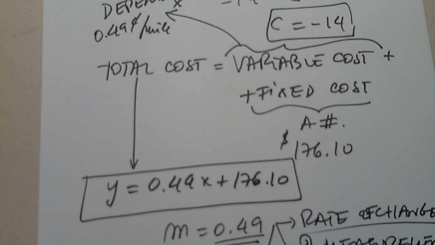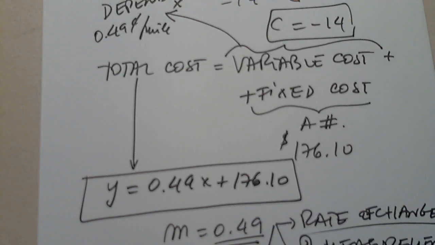Okay? Part B. Okay. No, we're still in part A. Find the values of M and B. So can anyone give us the B value? Which is in dollars, and it should mention dollars. 176.10. Good. And now part B.